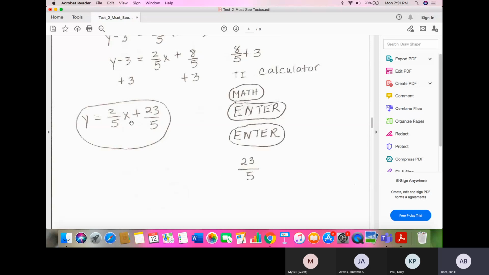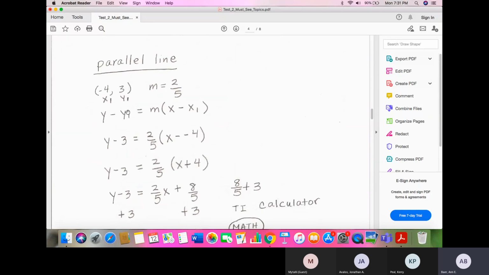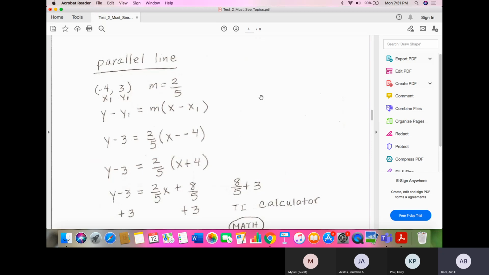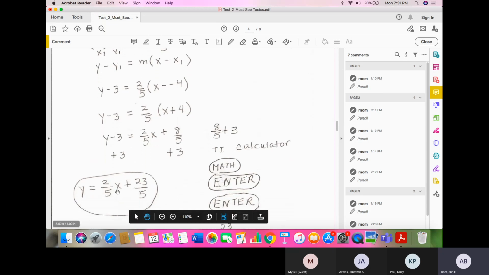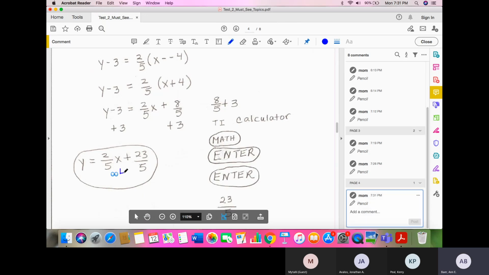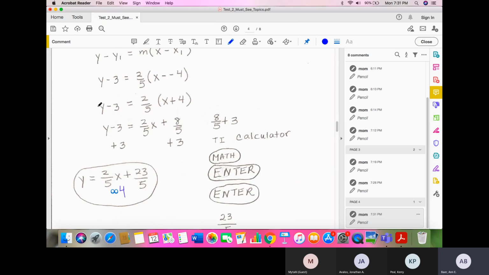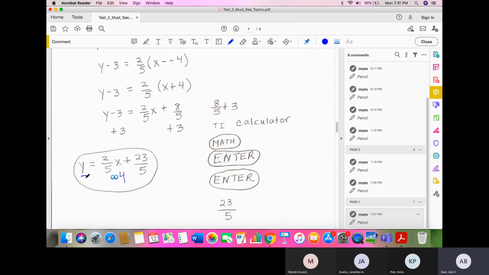And of course, we could check this by going back, plugging in this point. Nice quick check, -4, 3. So let's do that, -4, 3. So for x, we want to put in -4. Right here. And our y that we have is 3. So we want a nice quick check there too. Make sure we didn't make a silly error.